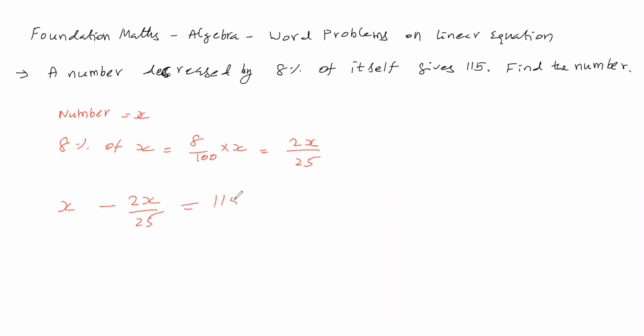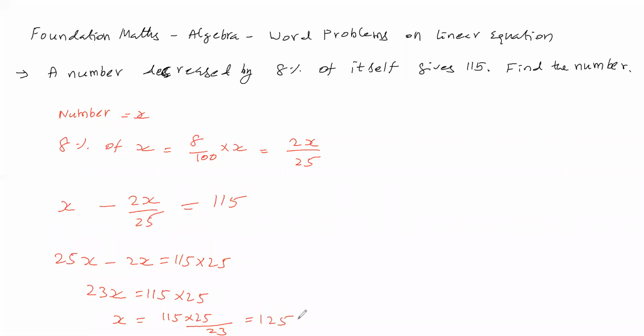115. Now on simplifying this we will get x. So multiplying both sides by 25, 25x minus 2x is equal to 115 into 25. Now we can write 23x is equal to 115 into 25. Therefore x is equal to 115 into 25 by 23. On simplification this gives 125. So 125 is the number.